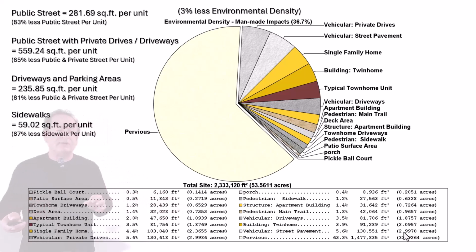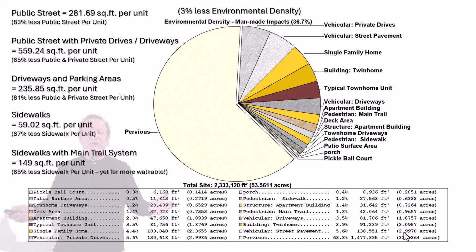Sidewalks, and here's where it gets interesting. We're way down to just 59 square feet per unit on sidewalks. We're meandering the walks so that there's these gorgeous, inviting, beautiful, elegant walks with plenty of room for the street trees to grow, which is 87% less, but we have to include the trail system. And keep in mind, the trails are much wider than the sidewalks. It's our pedestrian highway, and that increases it to 149 square feet, or 65% less than building 5 foot walks each side of that 60 foot wide public street. And yet, as you'll see, our neighborhood is far more walkable and safer.